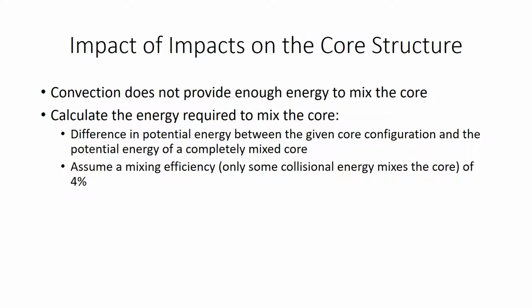So if convection doesn't provide enough energy, we must receive some from a more massive collision, just like the Theia impact. To determine the size of the impact, the authors calculate the required mixing energy as the difference in gravitational potential energies of the density profile shown in the previous slide and a fully mixed core. They then calculate a mixing efficiency by assuming half of the collisional energy is kinetic energy imparted on the body, a third of that energy ends up in the core since the core is a third of the mass, and a fourth of that energy is used for turbulent mixing.